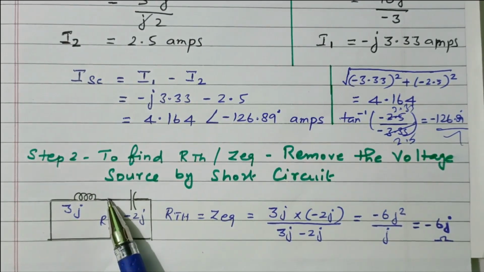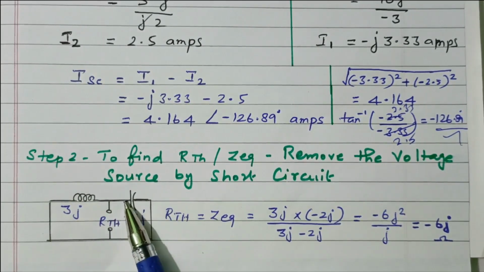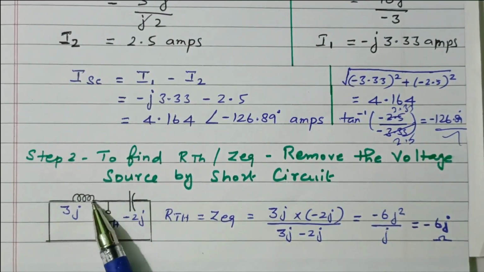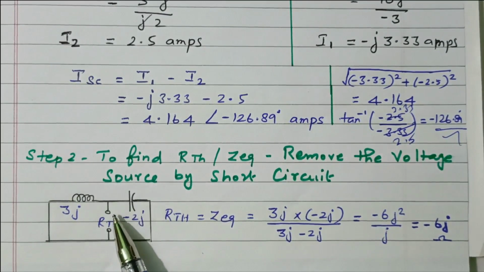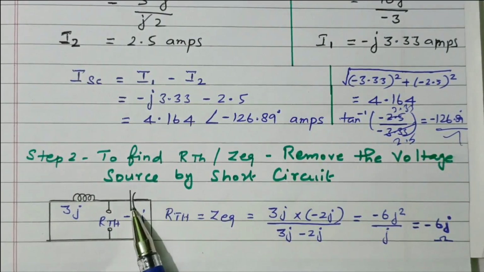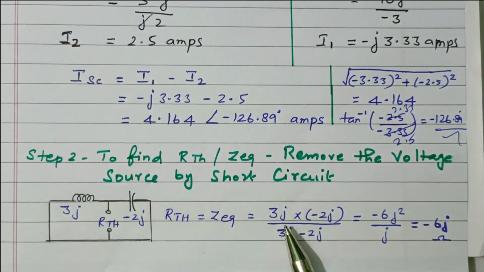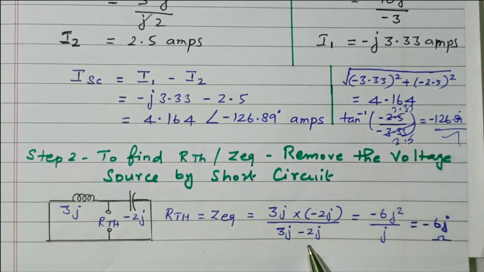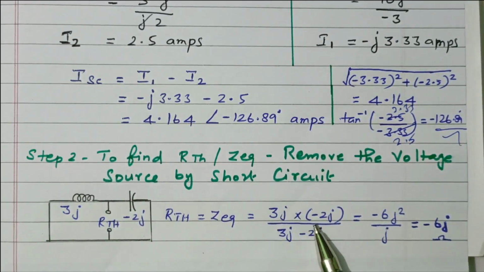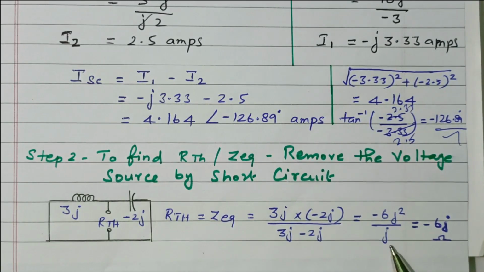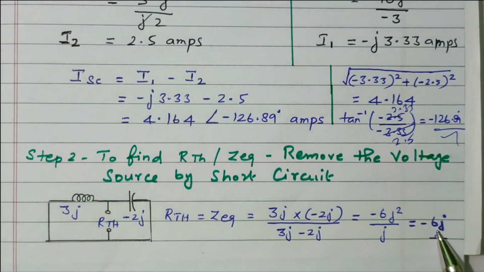See here, at this terminal the current is diverted through inductor and capacitor. Thereafter it is combined here. So these two are connected in parallel. Because the current is divided, we can easily say that this inductor and capacitor are connected in parallel. So R Thevenin equals Z equivalent impedance, which is R1 into R2 divided by R1 plus R2. That is 3J into minus 2J divided by 3J minus 2J. So that is minus 6J square divided by J. So this J got cancelled, minus 6J. Right? So minus 6J ohm. This is the Thevenin equivalent.